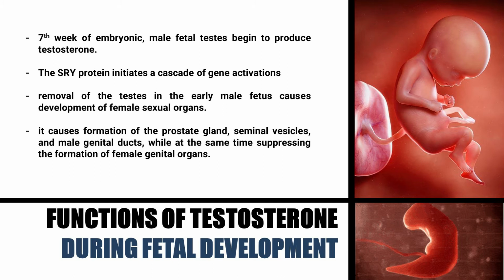Thus, testosterone secreted first by the genital ridges and later by the fetal testes is responsible for the development of the male body characteristics, including the formation of the penis and a scrotum rather than the formation of a clitoris and a vagina. Lastly, it causes formation of the prostate gland, seminal vesicles, and male genital ducts, while at the same time suppressing the formation of female genital organs. So that is the function of testosterone during fetal development.